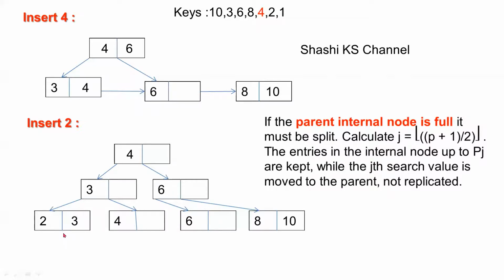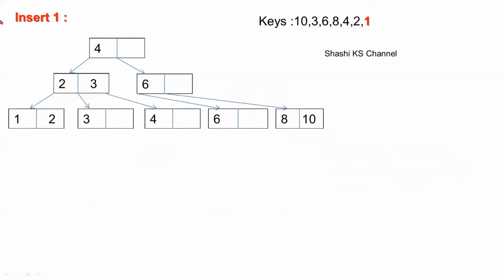Again, the node overflows. I have to split this leaf node, which contains 2 and 3. So what should I do? 1 and 2 should be kept in the original node, and 3 has to be moved to the new node, and the second entry, which is 2, has to be replicated in the parent node. So 2 has to be replicated and it will be there in this node, and it will be 2 and 3 in this node, 1 and 2 in the original node, and 3 will be moved to the new node. So this is how I insert 1 here.